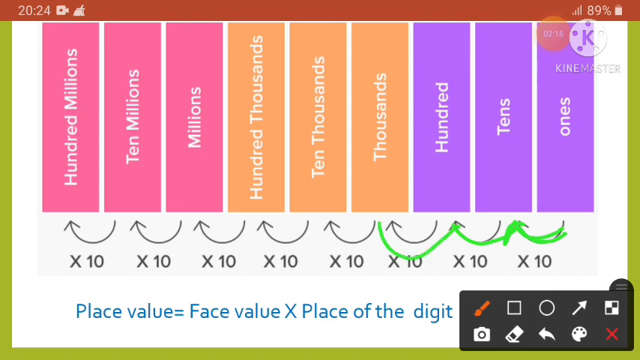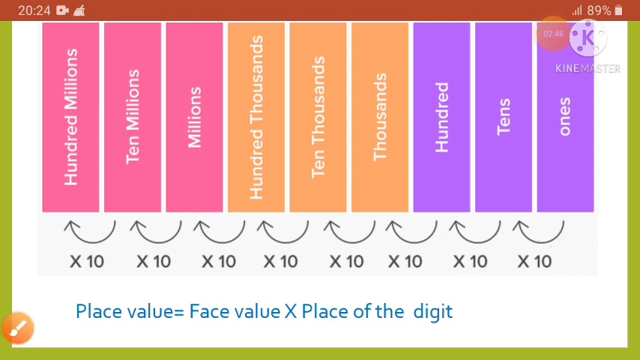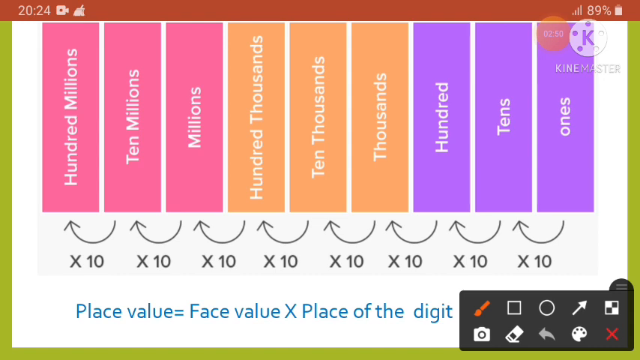But if we move to the right side, it decreases by 10 times as we move right. So it is vice versa. If we move left, it increases 10 times, and if we move right, then it decreases by 10. So that is the place value chart.